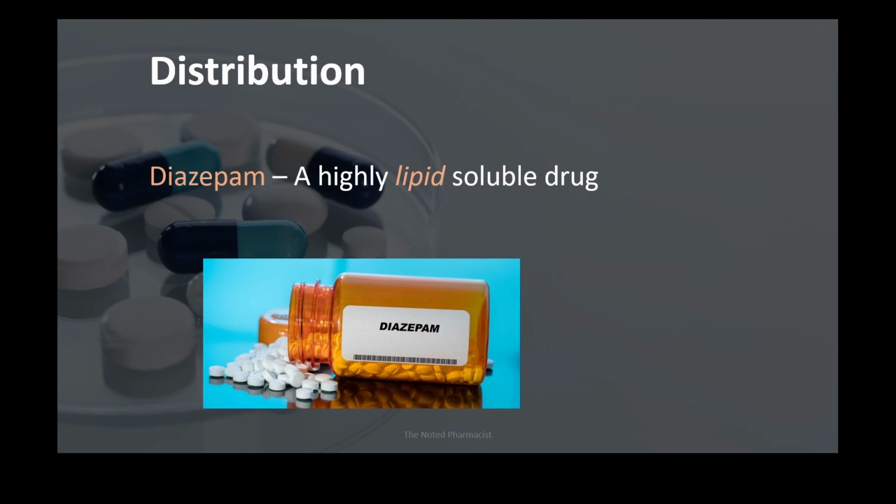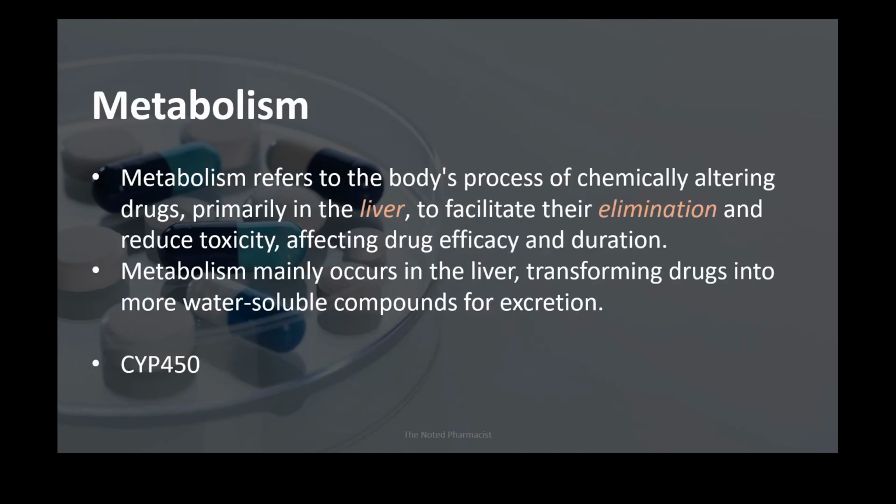The next process in pharmacokinetics is metabolism. Metabolism refers to the body's process of chemically altering drugs, primarily in the liver, to facilitate their elimination and reduce toxicity, affecting drug efficacy and duration.